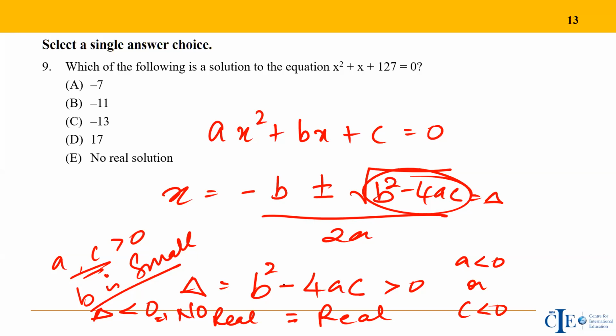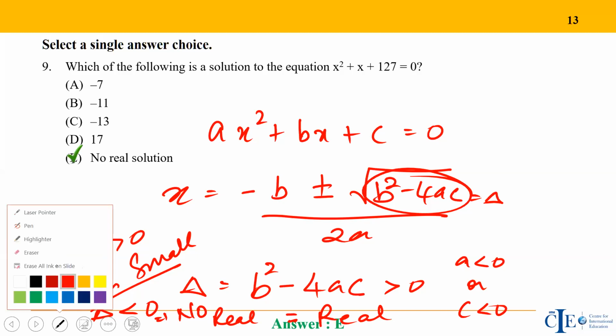So here you see at the first look itself that both a and c are positive. So minus 4ac, the 4ac is going to get subtracted. Okay, and the value of b is just 1, so b square is also going to be 1, so definitely delta would be negative. As delta is negative, they would have no real roots, and hence the answer option E is correct. Right. So E is the right one.